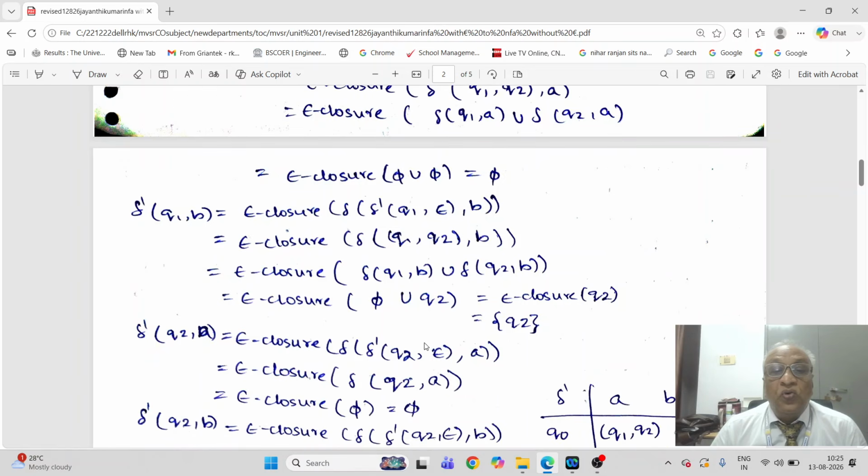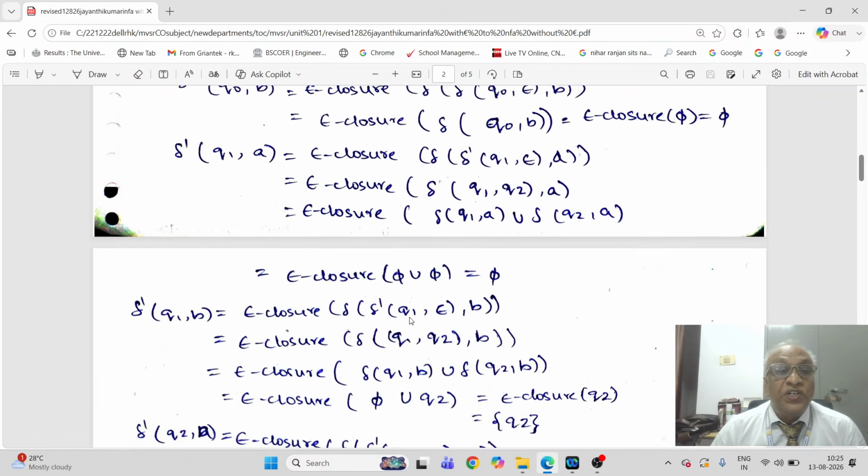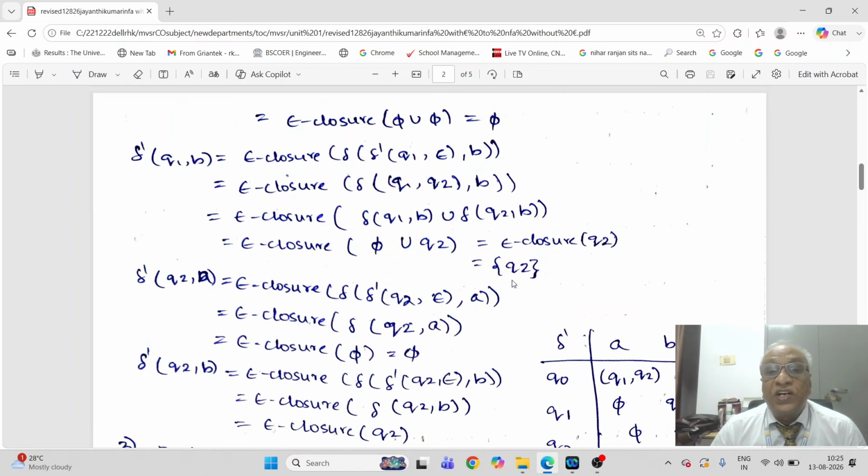So phi and Q2. So epsilon closure of Q2. What is the epsilon closure of Q2? The epsilon closure of Q2 is Q2 itself. That comes to Q2.